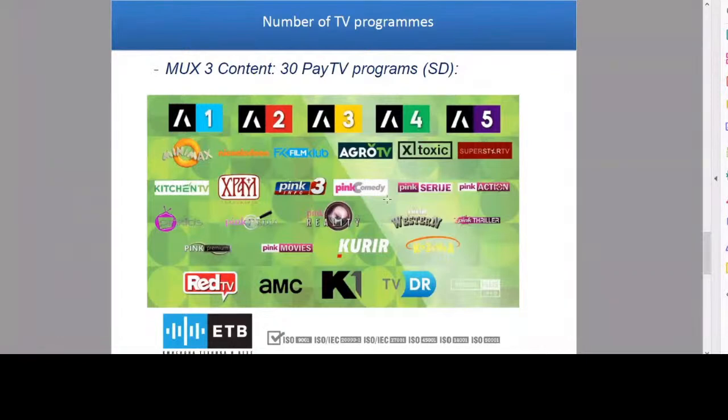So MUX3 is a pay TV commercial service, and our partner Telekom Serbia is content provider, and they are in charge for subscribers, contracts, and so on. And we are providing broadcasting of this content to the subscribers. So you can see there are 330 pay TV programs in SD quality of the picture.